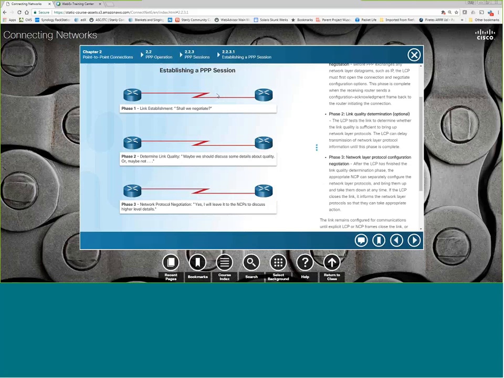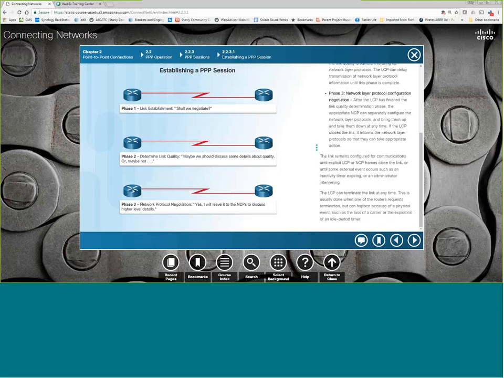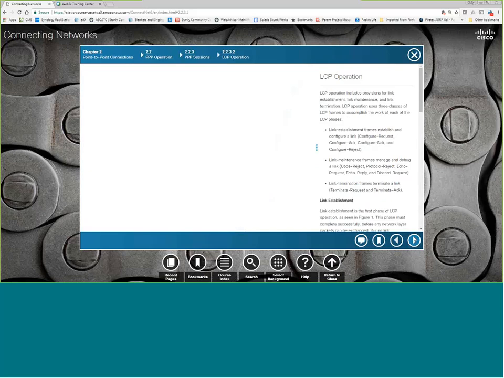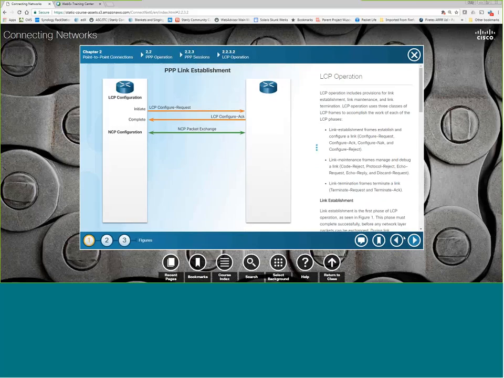But then once those items are done, we get to phase 3, which is our network control protocol negotiation. So, hey, I'm going to be running both IPv4 and IPv6 across this link, running PPP, and the other side would say, okay, good, we can do that. And LCP has the ability to actually reset and drop the link.